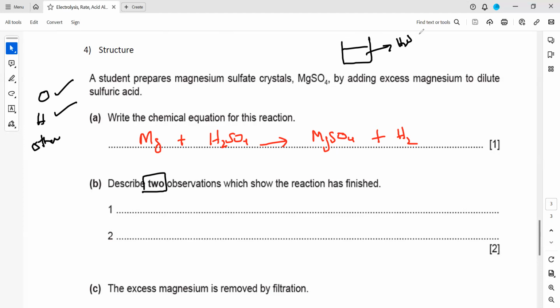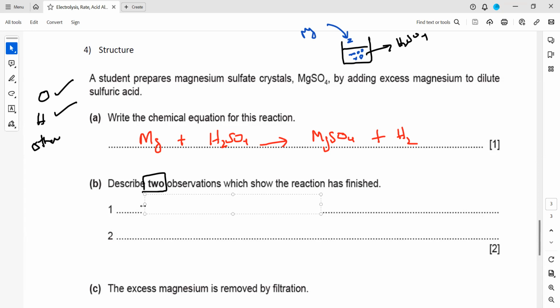Two observations: what will you see when this reaction happens? You have H2SO4, the acid, and you are adding magnesium metal. First, when you add the metal, the solid will dissolve, and because hydrogen gas is formed, there will be bubbles. So what are the 2 observations? Describe 2 observations which show the reaction has finished.